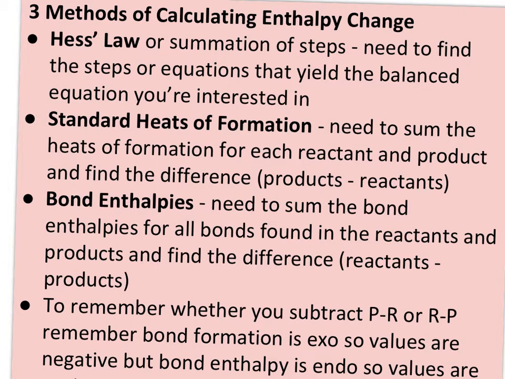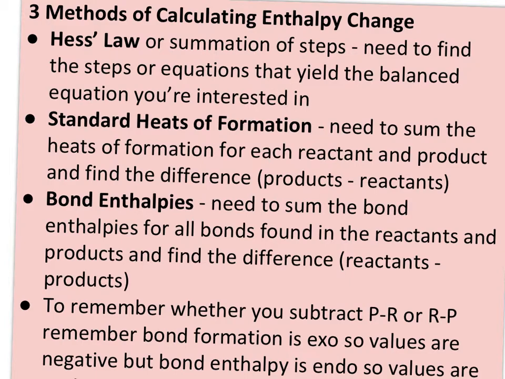So with heats of formation, you need to sum the heats of formation for each reactant and each product. That's just one value for each reactant and product. And then you take products minus reactants. And then with bond enthalpies, you need to sum the bond enthalpies for all the bonds found in the reactants and products, although you can simplify that if you have the same bonds occurring in reactants and products. And now you find the difference from reactants minus products.